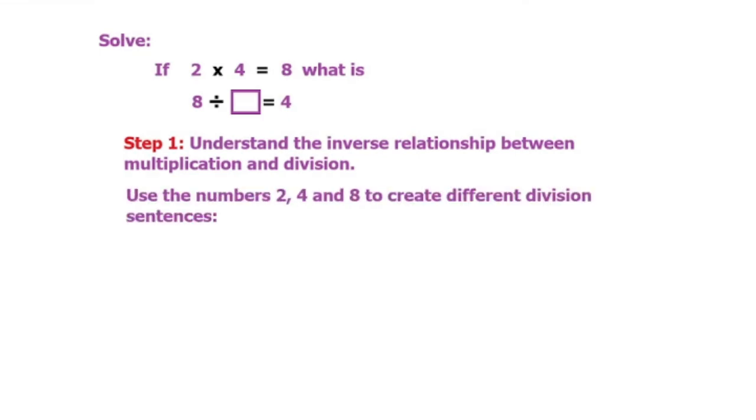So use the numbers 2, 4, and 8 to create different division sentences. So let's try to figure it out. 8 divided by 4 equals 2. So we're using 8, 4, and 2. So we know that's not the right answer. Then let's try 8 divided by 2. That equals 4. That's the answer.